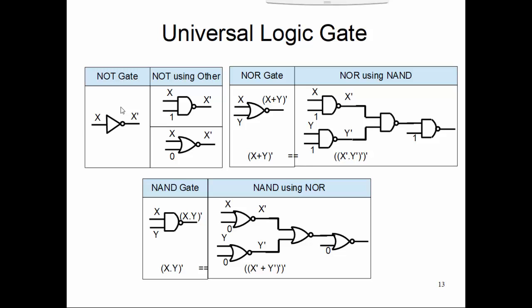So if I connect one of the inputs of the NAND gate to 1, then its output becomes X bar. By identity you can prove it. It is (1 AND X) whole bar, that is the NAND operation, and 1 AND X is nothing but X. So it becomes X bar.